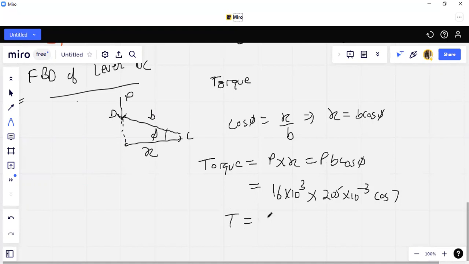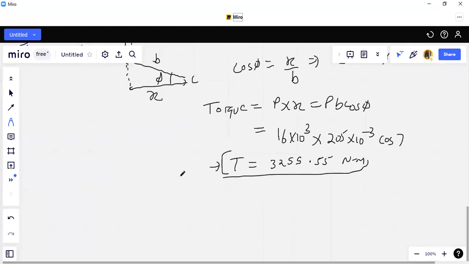So the torque value T will come out as 3255.55 Newton meter. This is the T value. We will use it again and again. So I have just calculated it already here. Now you know the value of torque.